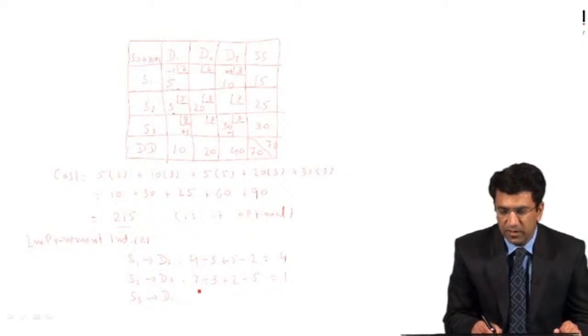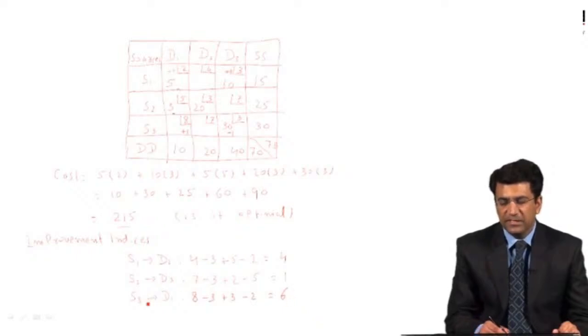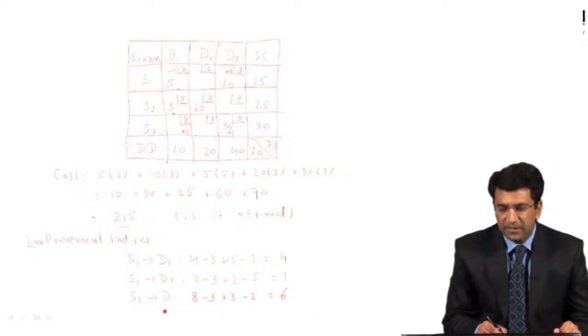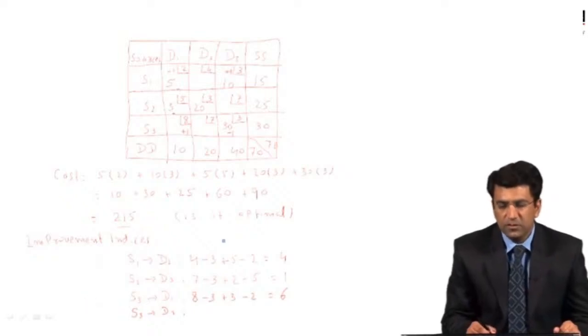So let's write its values, that is 8 minus 3 plus 3 minus 2. So it will become 11 minus 5, that is equal to 6. So this is the improvement index from S3 to D1. There is another empty cell, that is S3 to D2. Now class, let's see the loop for this particular cell, S3 to D2.